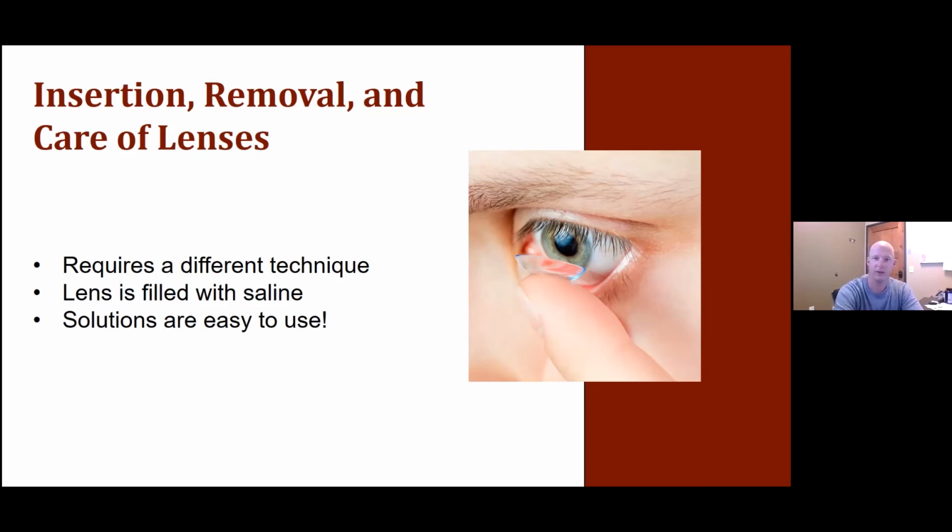But they require special insertion and removal devices. They require the patient to fill the lens with saline before they put it in. But the solutions as far as cleaning the lenses are very similar to your standard soft lens solutions, in the sense that we can get what we call multi-purpose solutions, kind of an all-in-one type of storage and cleaning solution. So yes, they take a little bit of getting used to and a little bit of retraining, but we find that most people readily adapt to doing this without any issues.